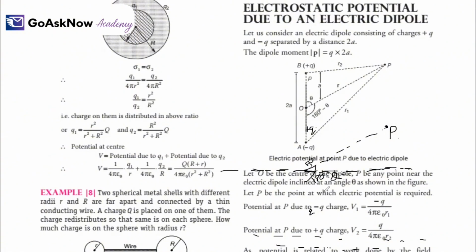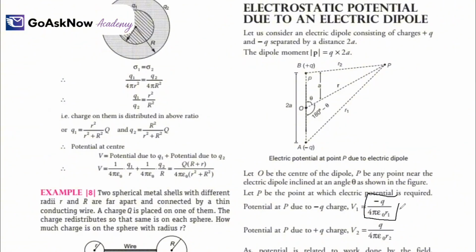Let P be the point at which electric potential is required. So P is the point where we have to calculate the electric potential. Now potential at P will be due to the minus q charge and also the plus q charge, because there are two charges here. So V1 will be due to your minus q charge, equal to minus q upon 4 pi epsilon naught r1. The distance from this charge is small r1 here.